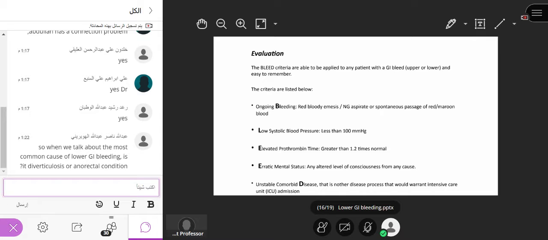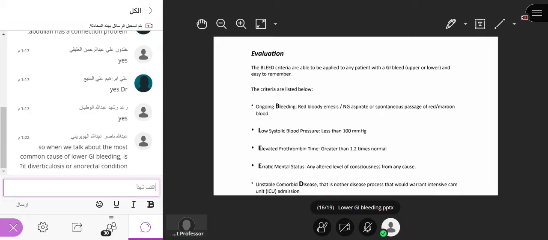Ongoing bleeding, red bloody emesis. Ongoing bleeding will be hematemesis. NG aspiration will be bloody, and spontaneous passage of red or maroon blood. If a small amount is coming, it will be maroon. If a large amount is coming, it will be red. Systolic blood pressure will be low. You see, bleeding is there, ongoing bleeding, low systolic blood pressure. It tells you the response of the body to the hypovolemia, tachycardia, and the low blood pressure, hypotension. Prothrombin time will be elevated because of the dilutional issue.